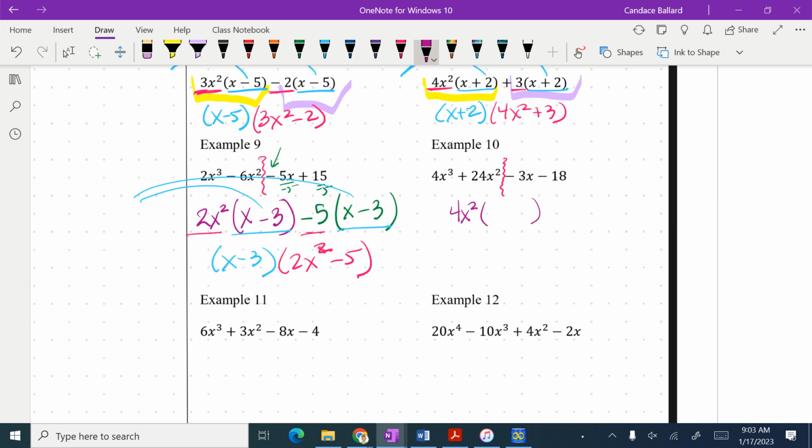All right. Then what's left behind when I pull out the 4x squared? Everybody good with x plus 6? Okay. All right. The second group, remember, if I lead with a negative, I want to pull it out. What's my greatest common factor in my second group? Good. And when I pull out the -3, what's left behind?